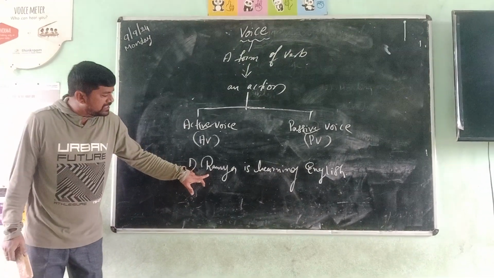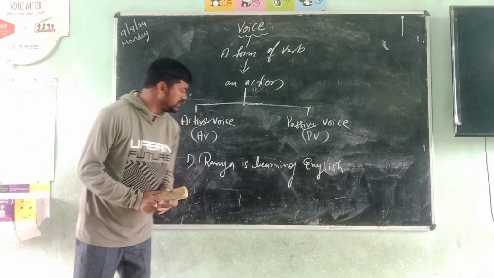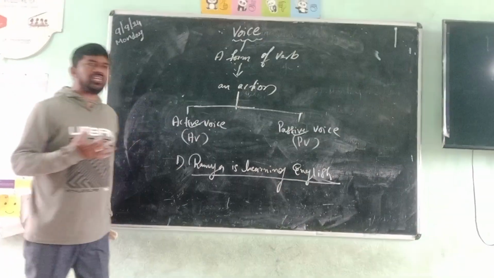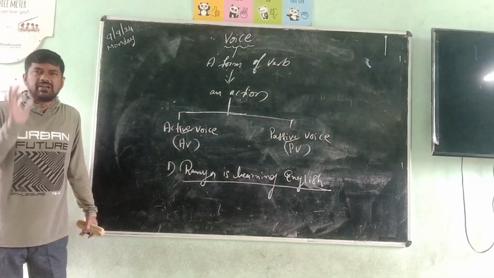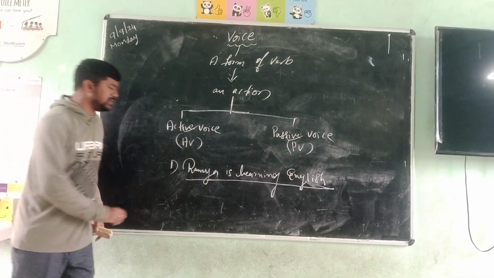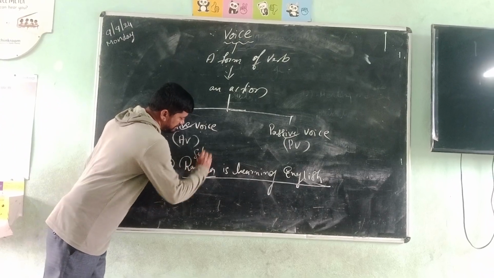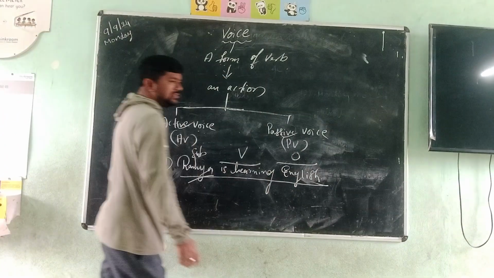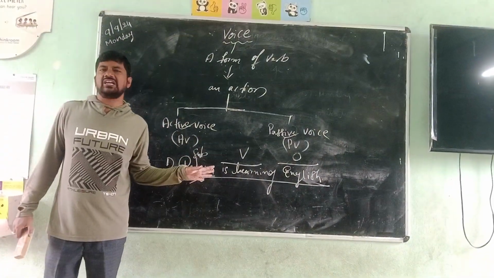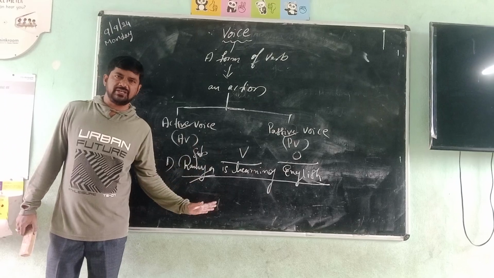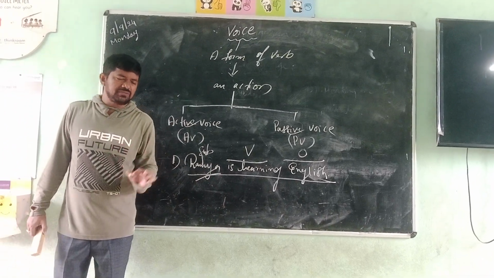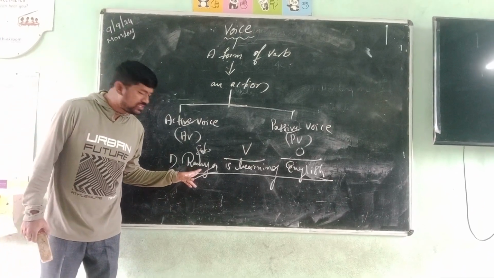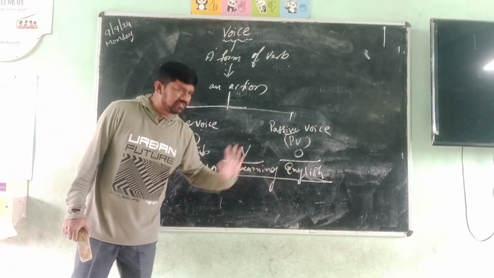See, when we look at this example, Ramya is learning English. In a sentence, when we want to change it from AV to PV, we must be able to identify the subject. This Ramya is the subject, and then the verb and the object. Then only we can easily convert a sentence from AV to PV. Before we change a sentence from AV to PV, we must identify what the subject, the verb, and the object in the sentence are.